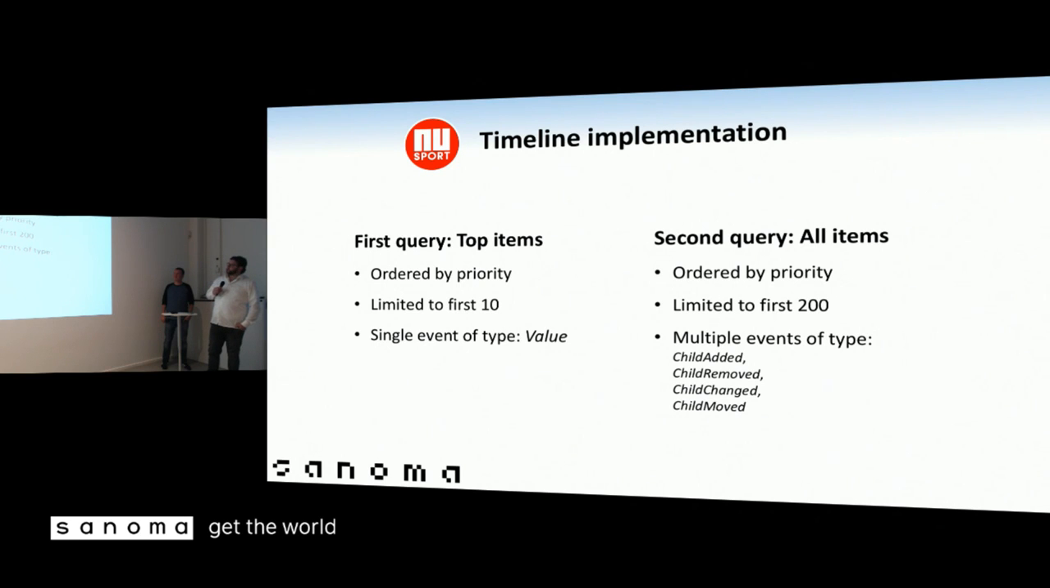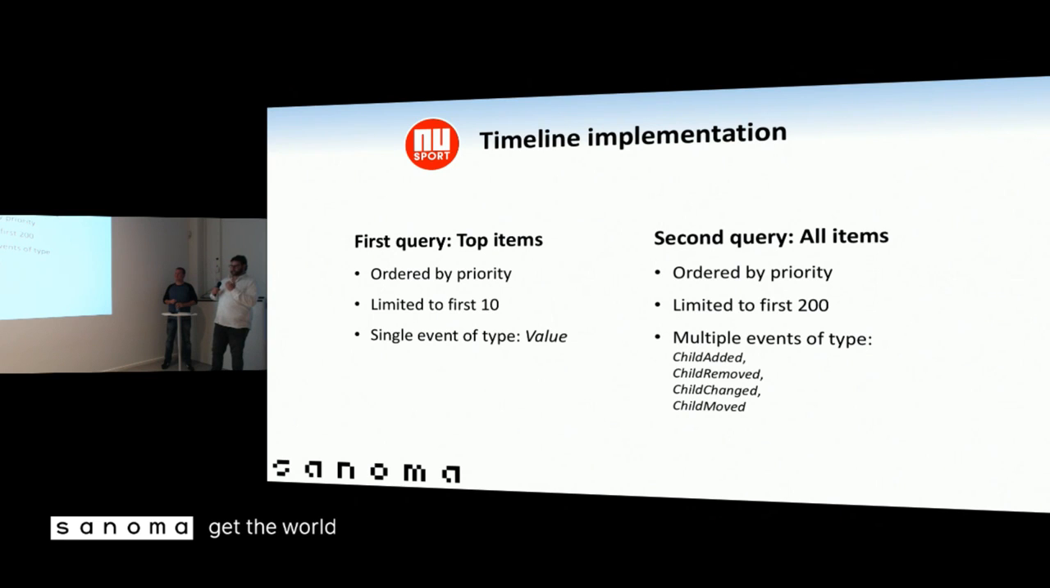The event type Firebase uses is value. And value means I give you the whole bunch, so the whole 10 or 100 or whatever you want. There's a specific query you can do. The second query, after the first is rendered, is the same ordering by priority, but that is limited to, in this case, 200.